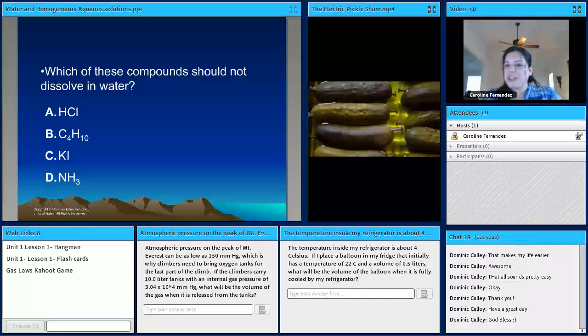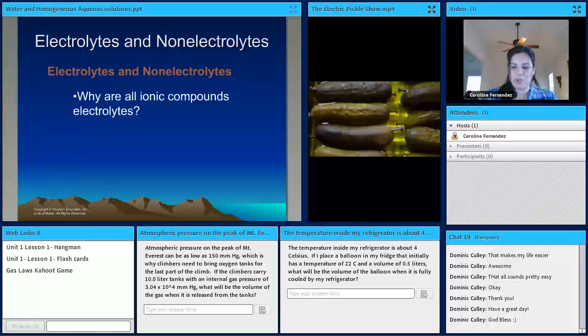So really quick, when you go through and I ask you which of these components should not dissolve in water. Now, we know that anything that's polar is going to dissolve. So, for example, hydrochloric acid, we know that can definitely be broken down in water. Butane, on the other hand, is a hydrocarbon, and hydrocarbons tend to share their electrons very equally between the carbon and the hydrogen, so we know that that is going to be our answer.